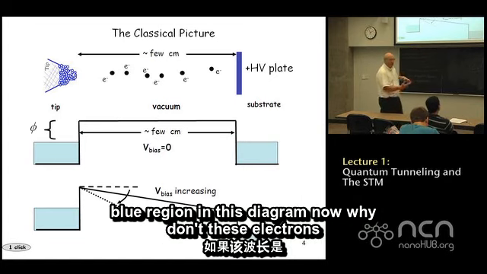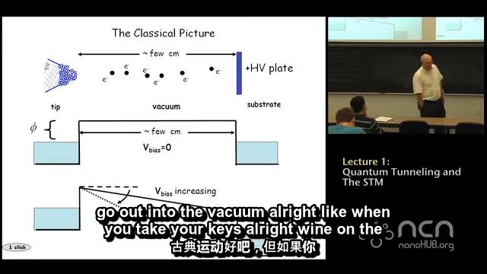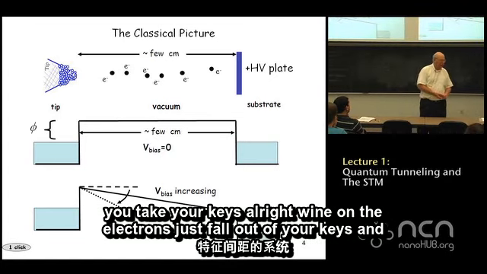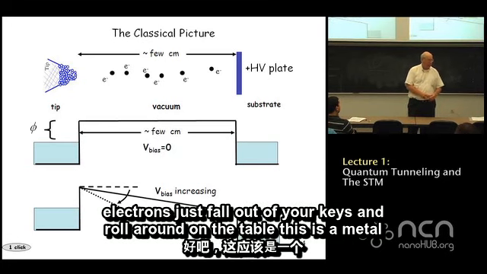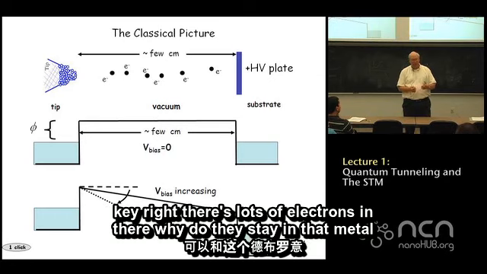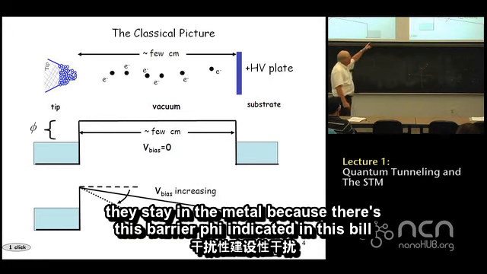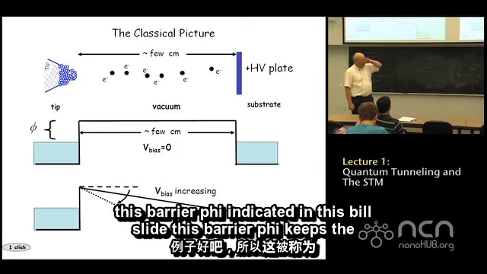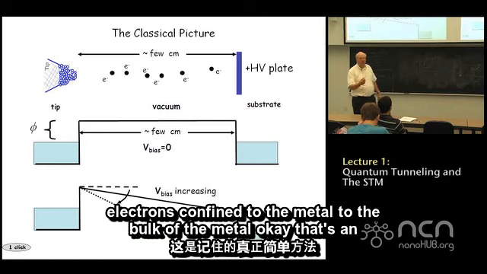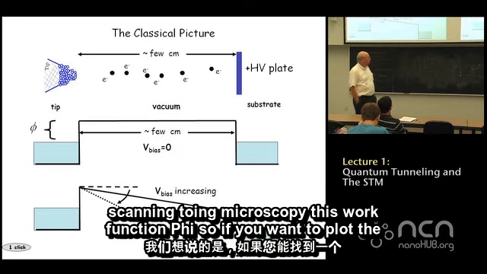Now, why don't these electrons spill out into the vacuum, right? Like when you take your keys, why don't electrons just fall out of your keys and roll around on the table? This is a metal key, right? There's lots of electrons in there. Why do they stay in that metal? They stay in the metal because there's this barrier, phi, indicated in this middle slide. This barrier phi keeps the electrons confined to the bulk of the metal, okay? And that's an important parameter that'll come up in scanning tunneling microscopy, this work function phi.